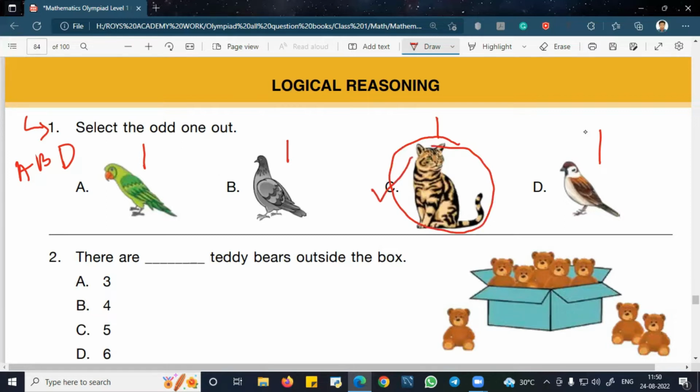The others are birds. So A, B, and D belong to the same category, but C does not belong to the same category. So that's why option C is the right answer for this question. Okay, dear student.